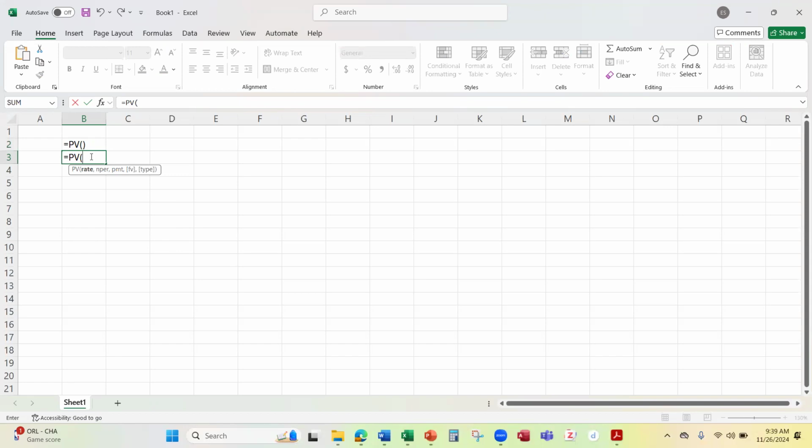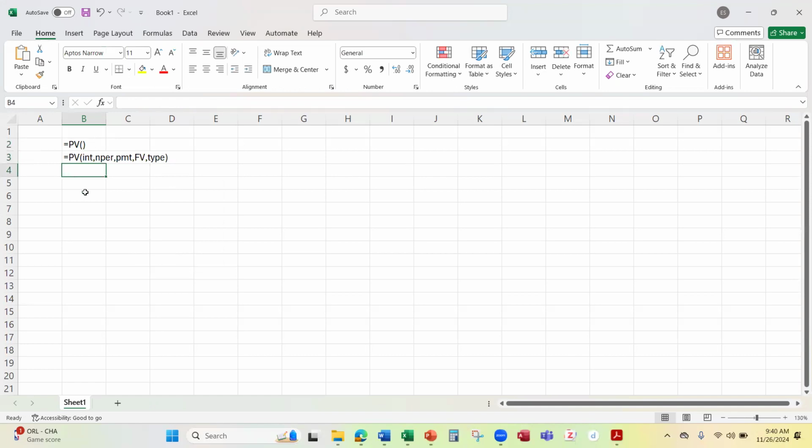The first one that you put in is your interest rate. I'm just going to write the names of all of these in here: interest rate, number of periods, payment, future value, and type. There, so that stays visible.